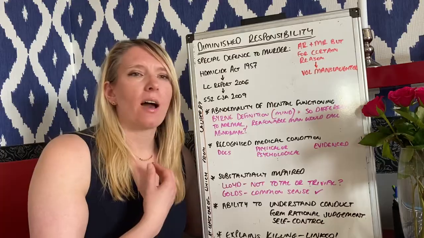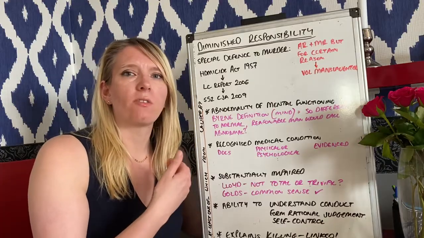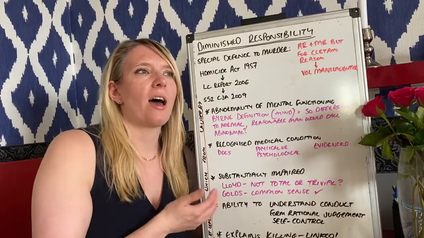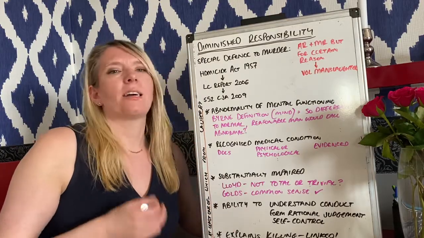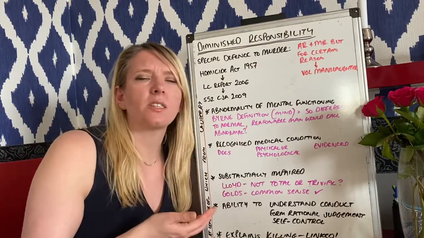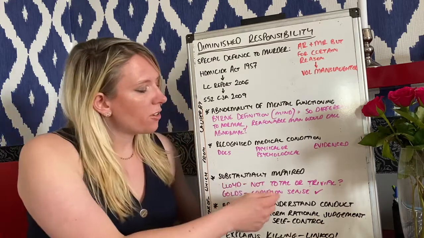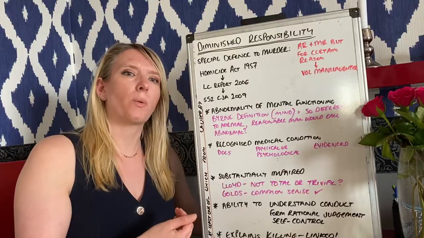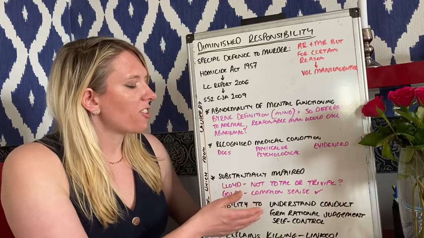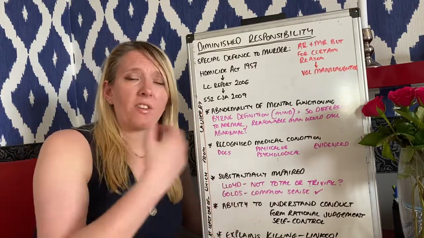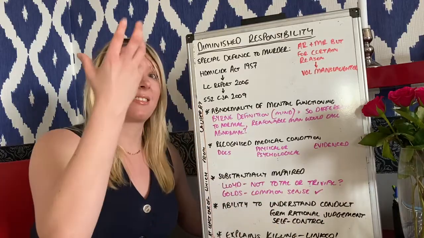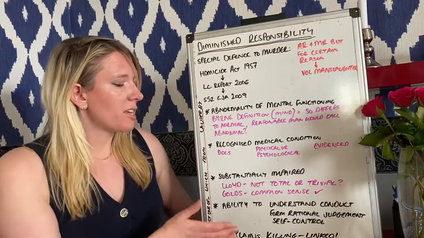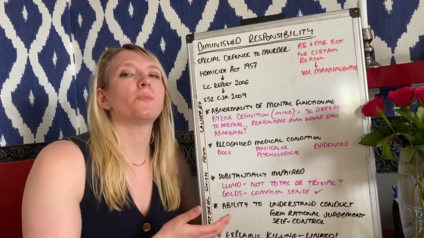For example, if I was having a flashback caused by post-traumatic stress and I was a soldier and I thought I was back in the war and I start attacking what I think is an enemy soldier, I've lost the ability there to understand my conduct and to understand what I'm doing. So again, something like, for example, epilepsy. If you're having a fit, you might not be able to understand what you're doing at that time.